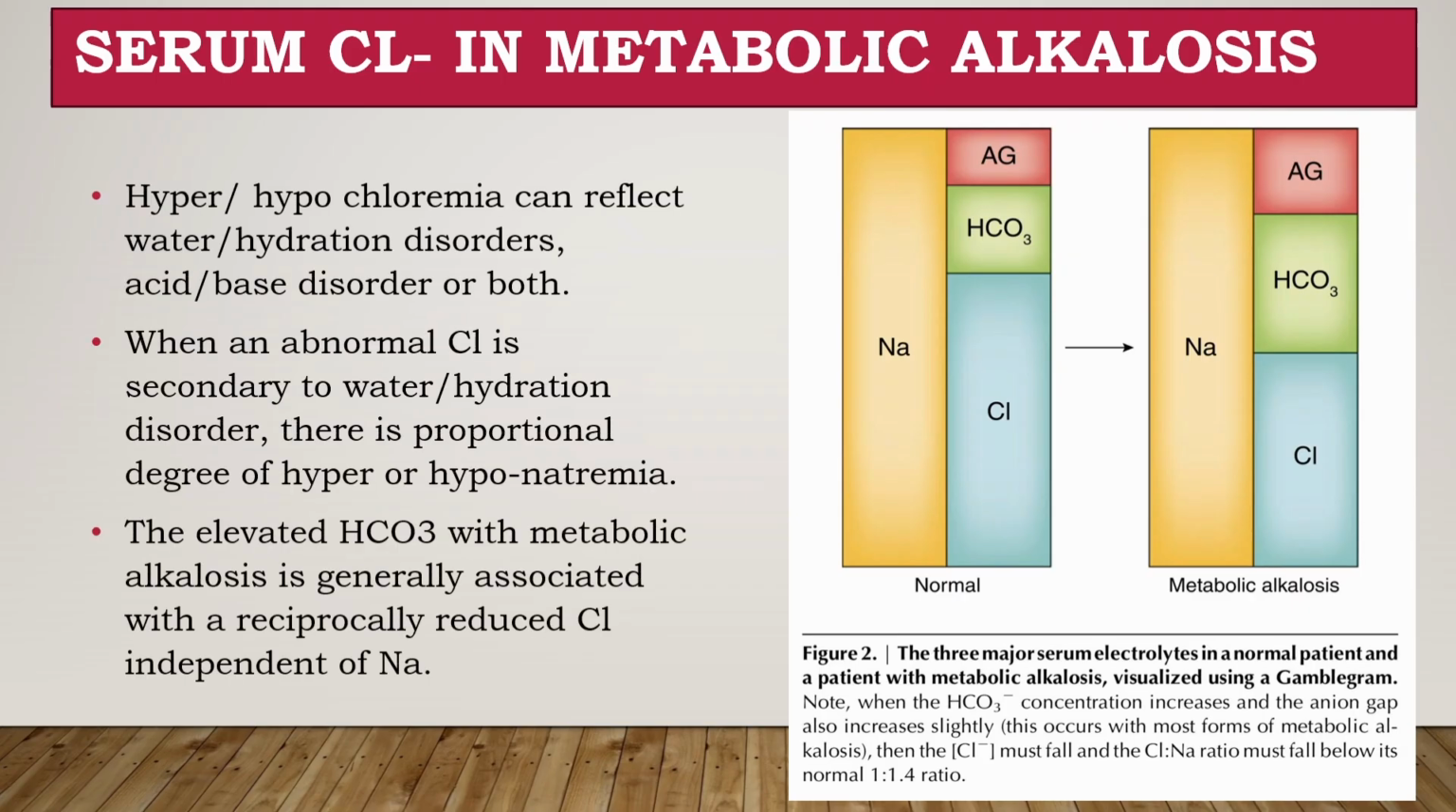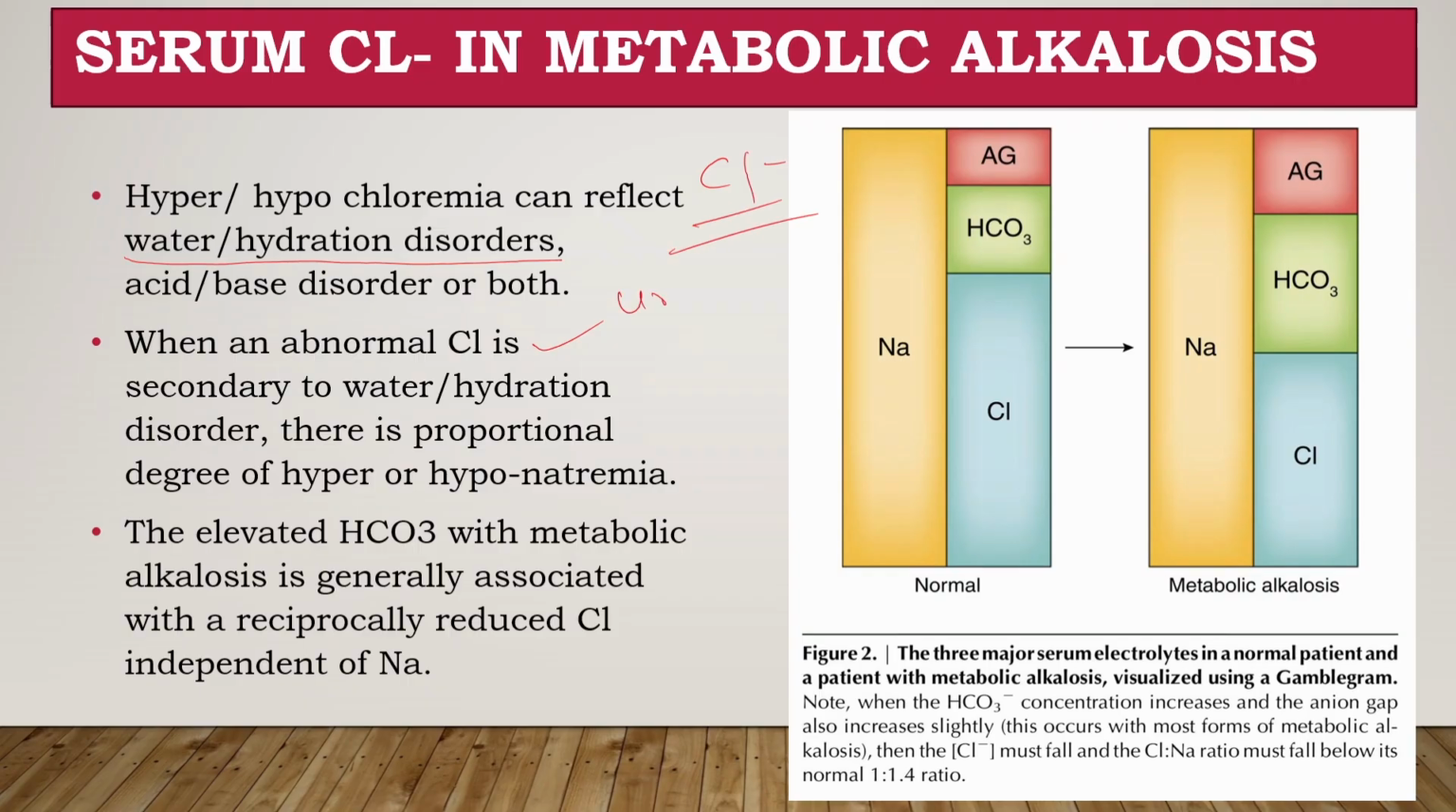Vomiting in metabolic alkalosis, and whether we have a volume loss or not. When an abnormal chloride level is seen in our ABG, there will be a proportional degree of hyponatremia, which is indicating a volume loss. When a patient vomits, that is a volume loss, and chloride also gets vomited out. So what compensation does our body do?